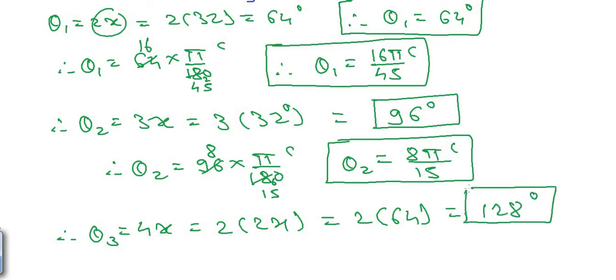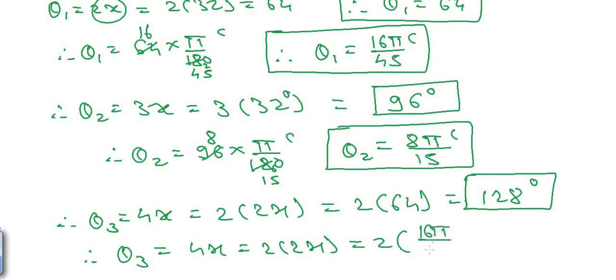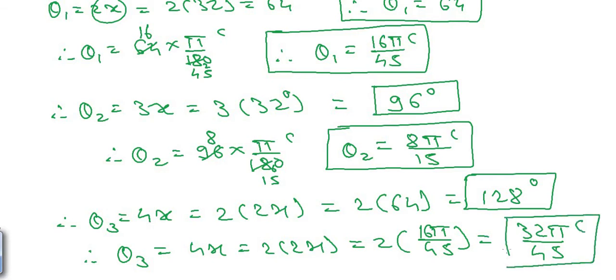Now why did I do so? In order to make it simple to convert this into radian measure. See how I am going to convert this now. Theta 3 equal to 4x, that is equal to 2 into 2x. 2x is theta 1, so I will write that 2 into theta 1. Theta 1 is 16 pi by 45. So we can write that directly as 16 2s are 32 pi by 45 radian. So to avoid the multiplication by pi by 180 I did so.